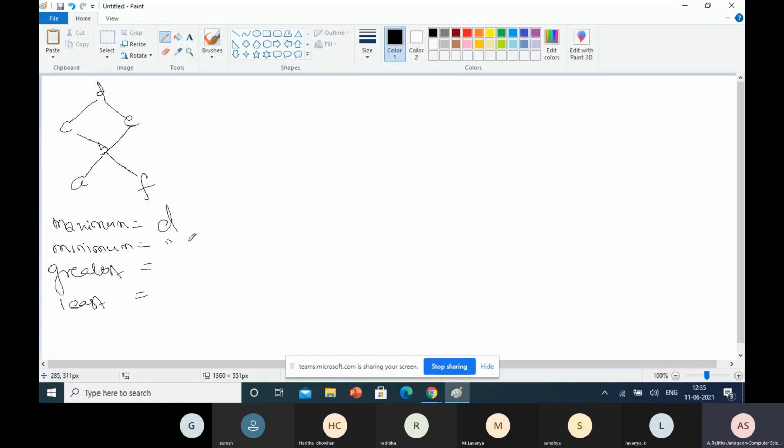So here A and F are minimum. Based on that, we are saying that in a Hasse diagram, maximum is the top element and minimum is the bottom element. Sometimes these are more than one, sometimes only one. If there is only one maximum element, that is the greatest. If the minimum contains only one, that is the least. That means greatest and least are unique elements.